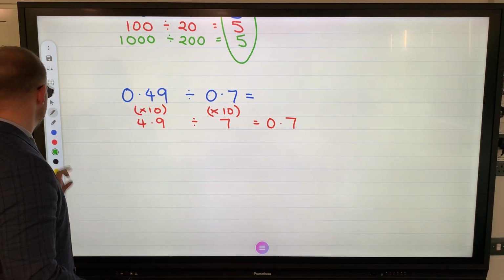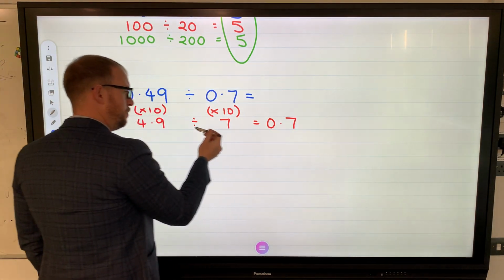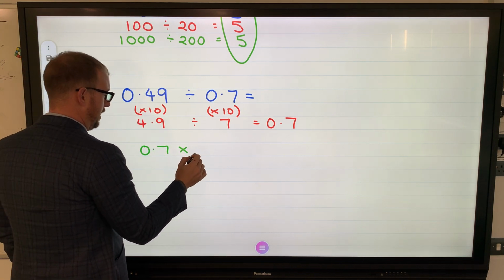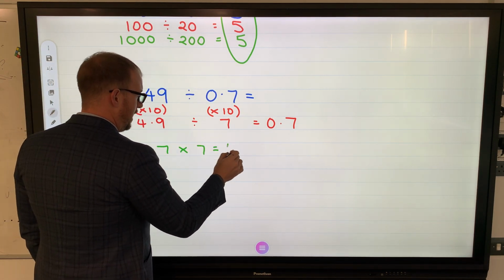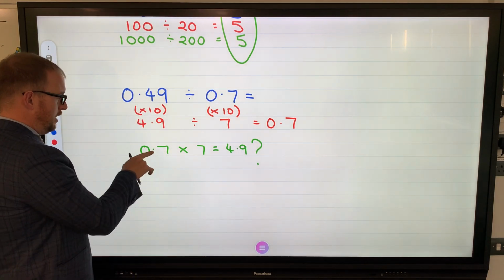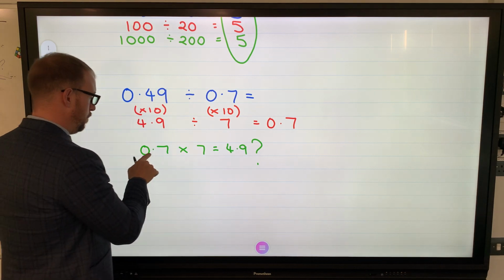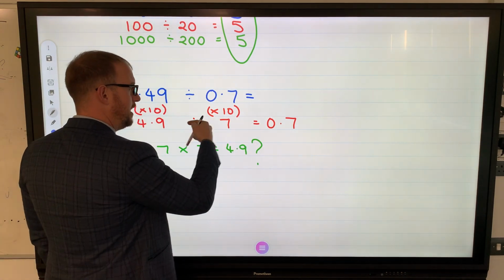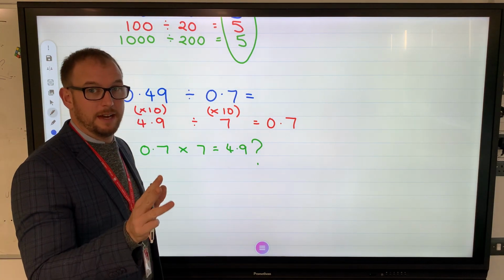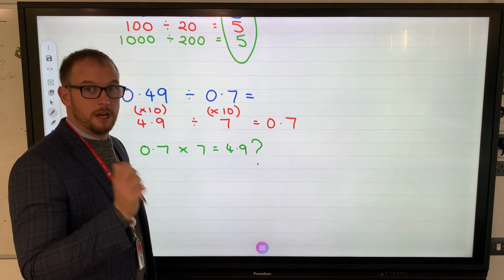Now, just to check, I could do the inverse operation by going backwards. 0.7 multiplied by 7, is it 4.9? Yes, it is. 7 sevens are 49, 1 decimal place. Remember, inverse to check. Adding, subtracting, multiplying, and dividing decimals. Write some notes. Hopefully that helps.